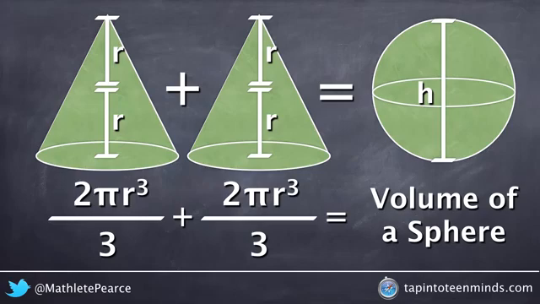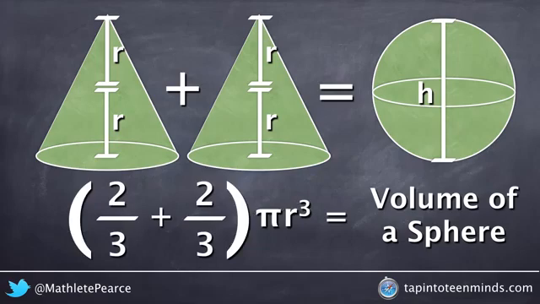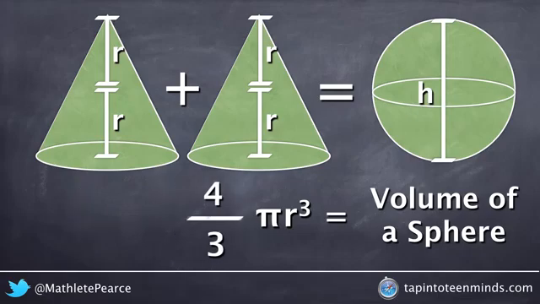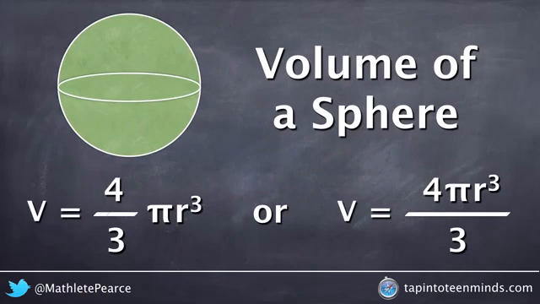So let's write this a little differently to make it look a little easier to work with. While we can likely see that 2/3 plus 2/3 is 4/3, let's put them together to make this a little more obvious. Since we have a common denominator of 3, we could put our 2 plus 2 in the same numerator over one denominator of 3 to get 4/3 pi r cubed, which can also be written as 4 pi r cubed over 3.